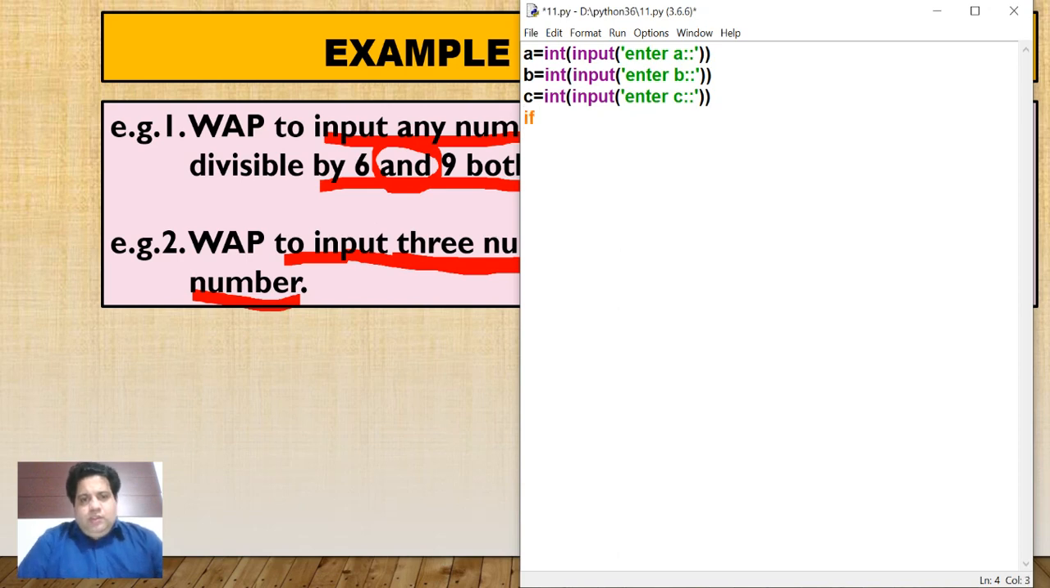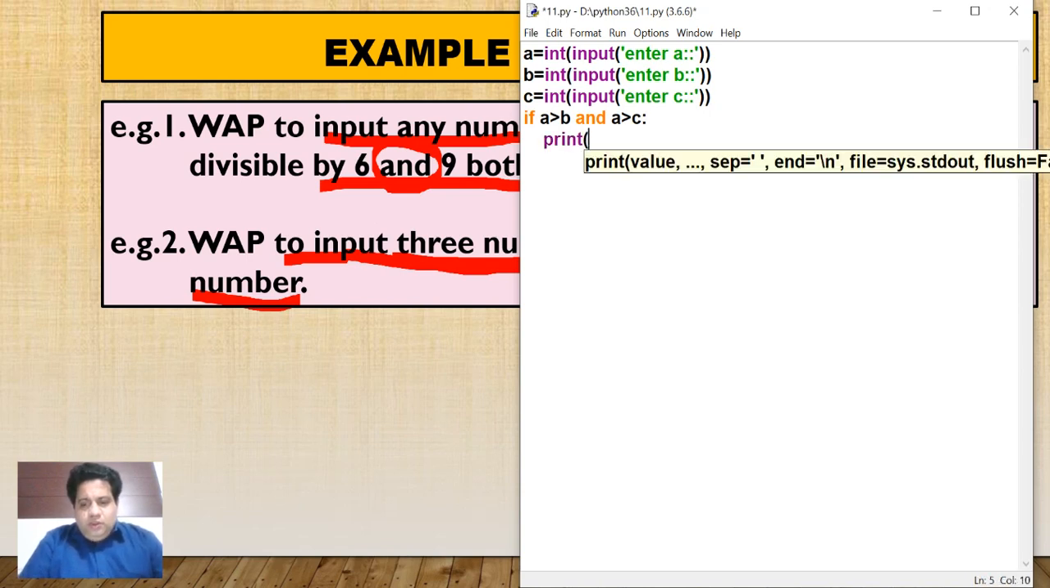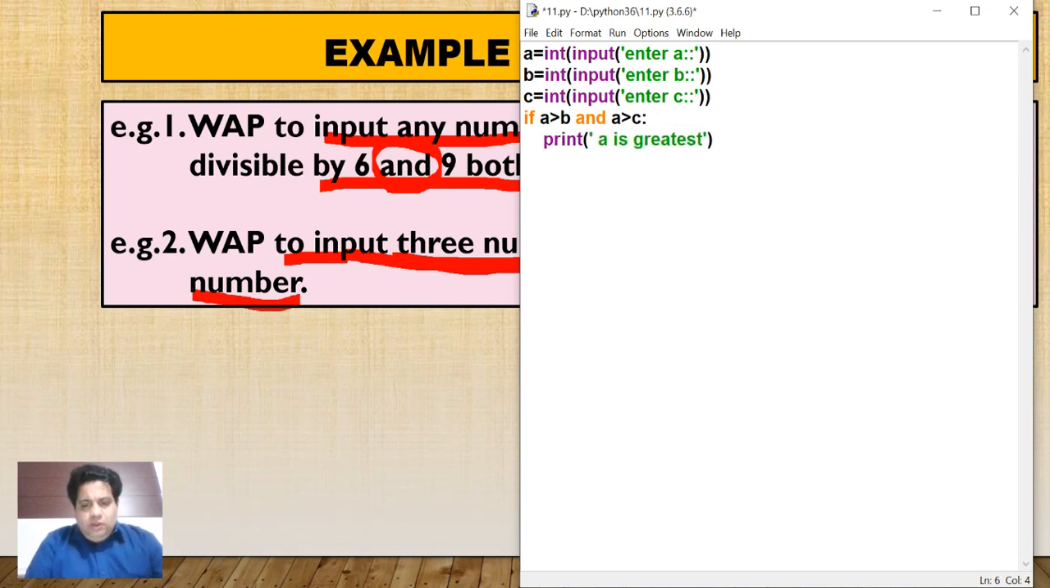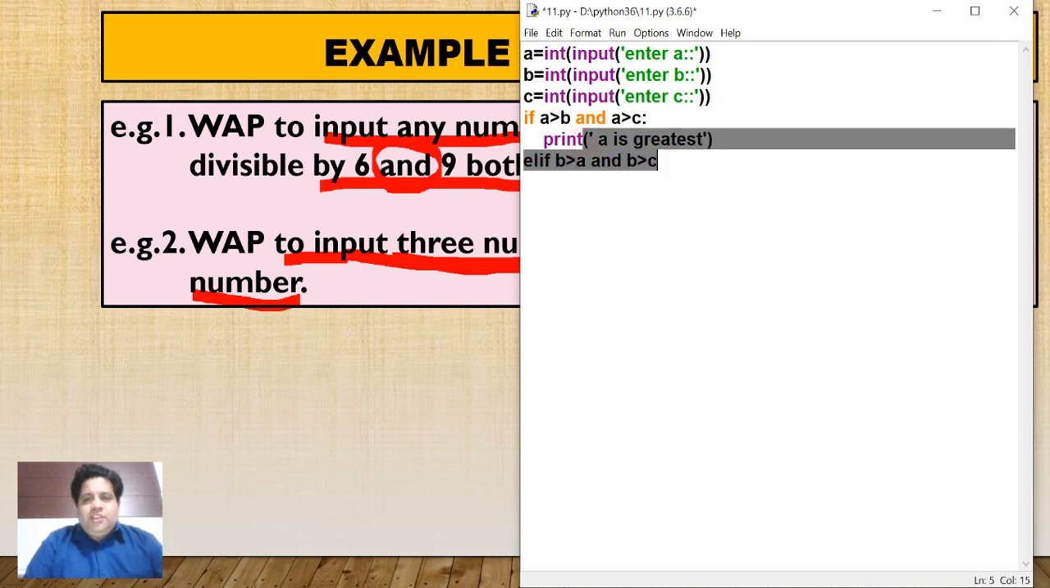Now if A greater than B and A greater than C. If it means A is greater than both B and C, then print A is greatest. Elif B is greater than A and B is greater than C. See, again I am combining two conditions after elif. Here in elif also I am combining two conditions using and, because both the conditions should be true. तो a बड़ा कब होगा? जब a b से भी बड़ा होगा और a c से भी. तो print a is greatest.